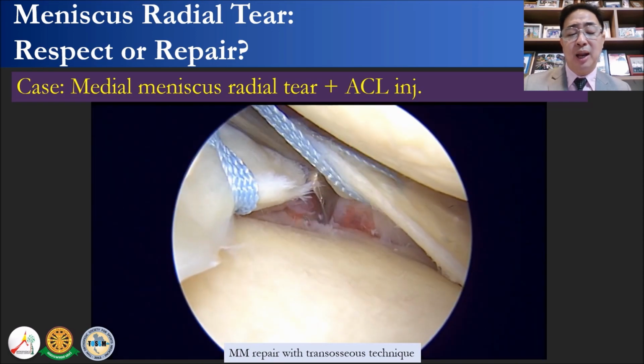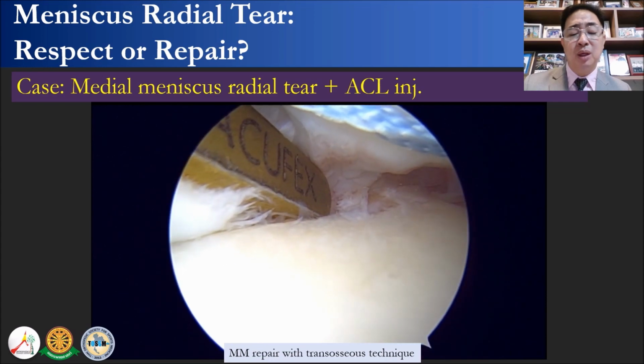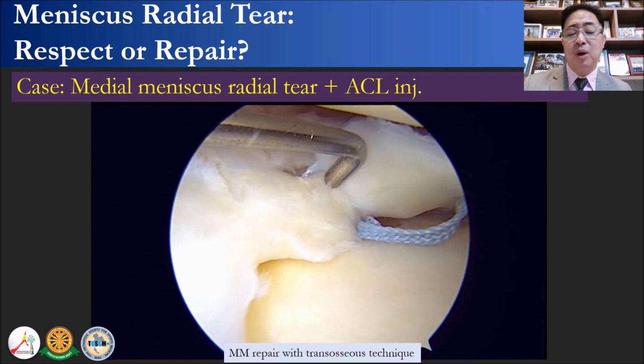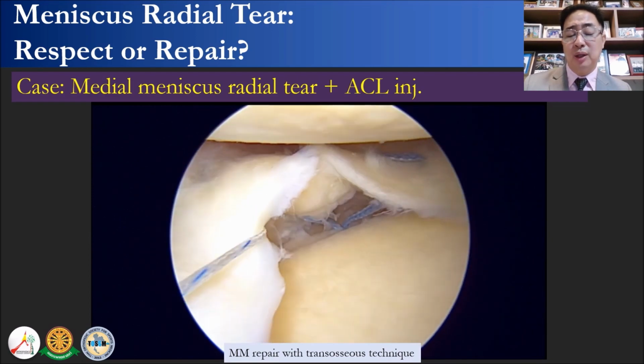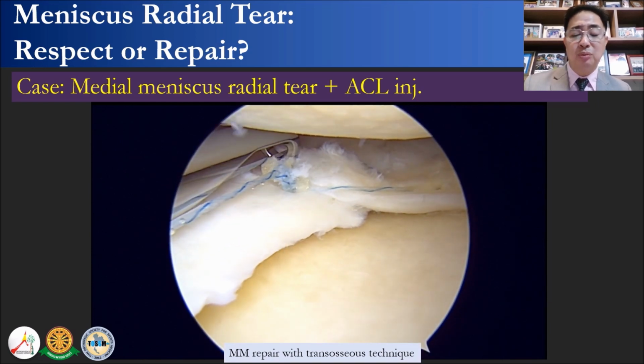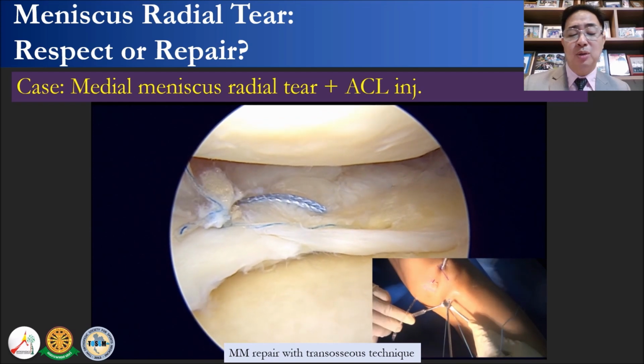So I use the Laplace technique. I pass the suture to the meniscus and make a tunnel to the tibia. So this tibial tunnel make the meniscus more stable. And also you create the bone marrow from the tibial tunnel. Okay, and then I perform the side-to-side repair to the tibial tunnel.